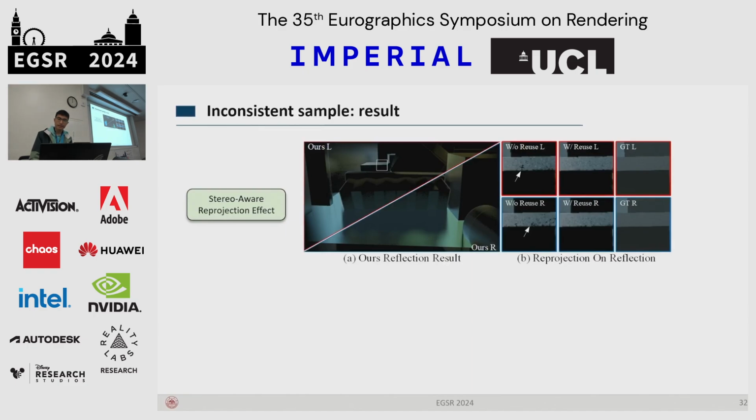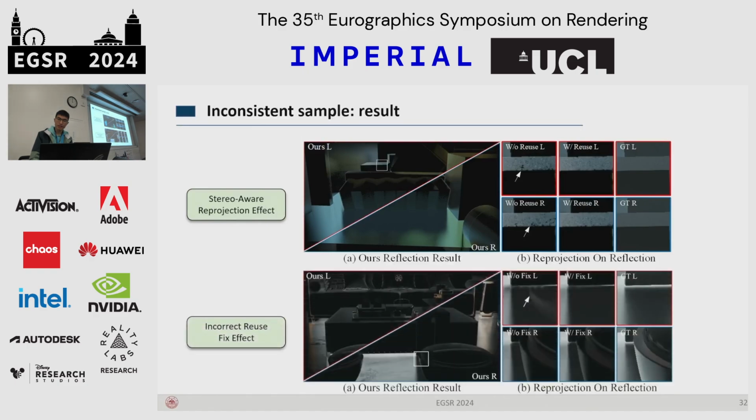We compared our results with those obtained without a reprojection model. Our approach maintains stability and consistency between both eyes. Specifically, we verified the effectiveness of the incorrect reuse fixed model. With the fixed model, ghosting artifacts were clearly eliminated.